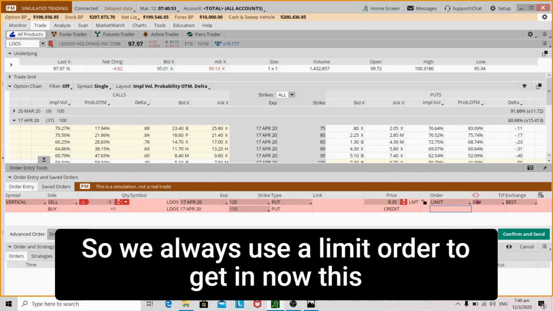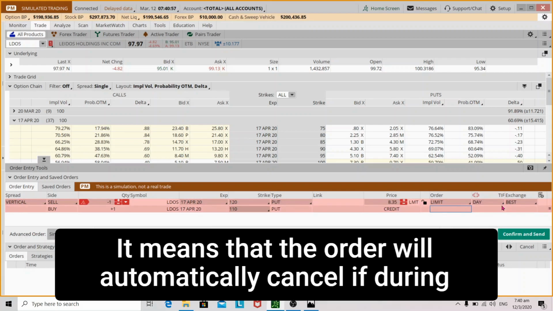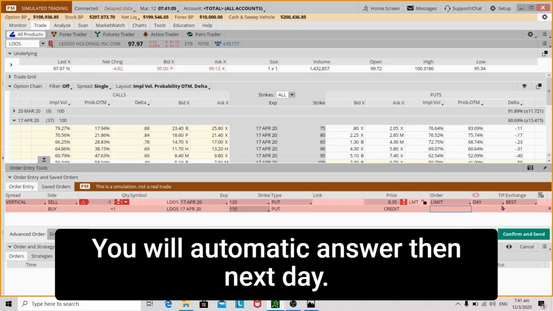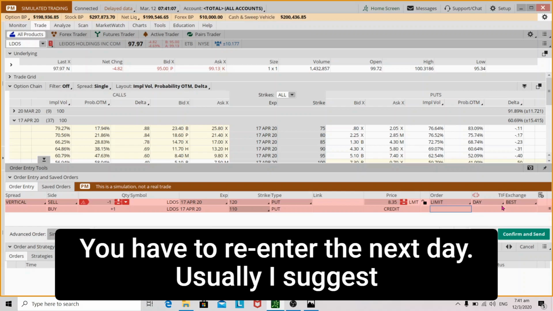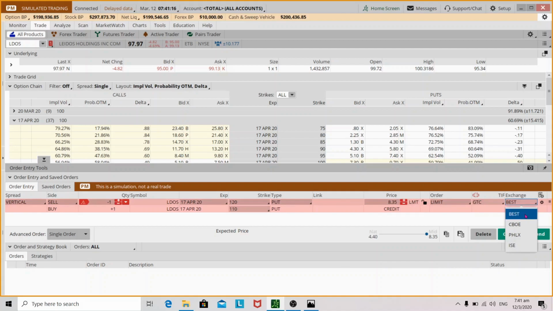Now, this order here, Day means that if you put Day there, the order will automatically cancel if it never gets triggered during market open. Then next day, you can redo it again. So usually I would suggest just putting GTC. GTC means good till cancel. And for the exchange, just leave it at best, because they will reroute. They'll go around with different exchanges, and then they'll give us the best fit, right?